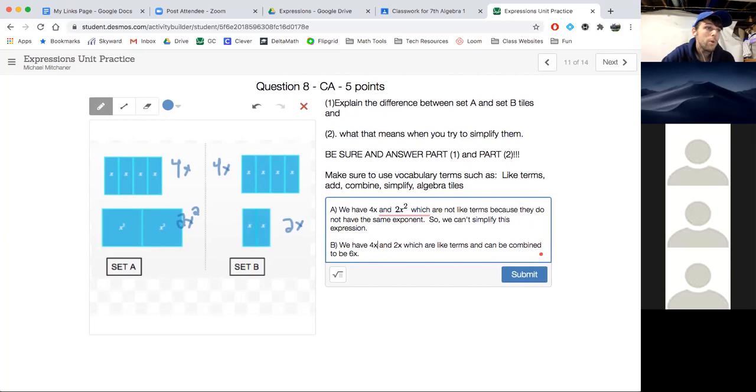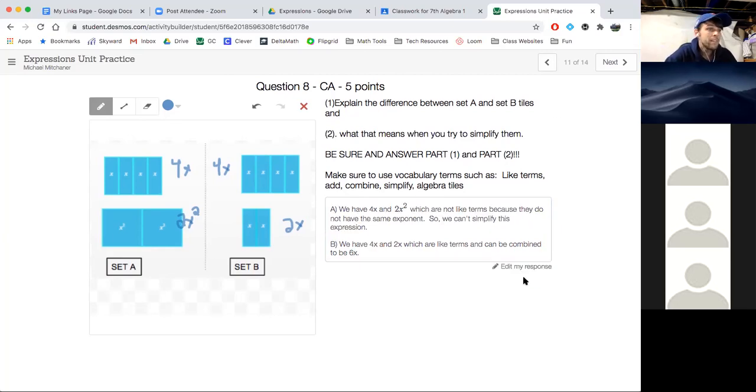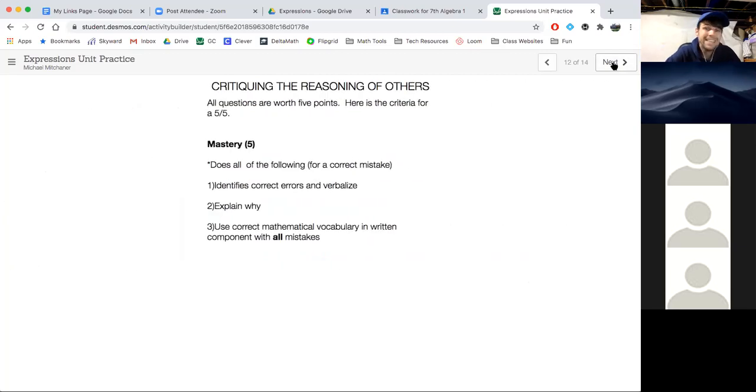We have about 1 more minute, so I want to go quickly into the last question type, which is called critiquing reasoning. This is where we need to identify an error and explain why that's an error. If anyone hasn't typed their name in the chat, please make sure you do before we end the class. Otherwise, I might miss you on the attendance.